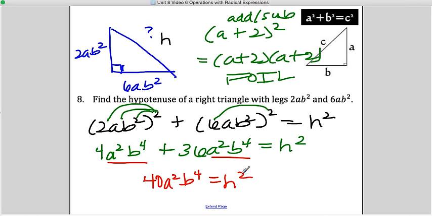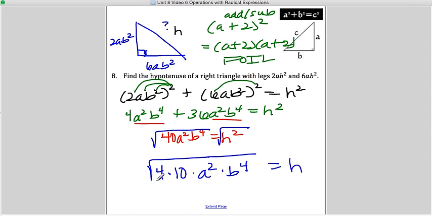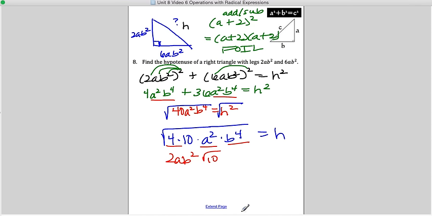Now I want to find the hypotenuse, so I have to take the square root and simplify all the way. So I would say perfect squares in 40: 4 times 10, a squared b to the 4th. This is going to give me my hypotenuse. Square root of 4 is 2. Square root of a squared is a. Square root of b to the 4th, 4 divided by 2 gives you 2, so b squared. Square root of 10. So our hypotenuse is 2ab squared square root of 10.